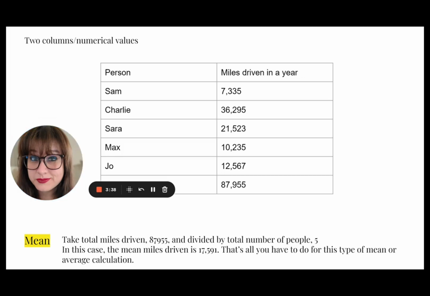So in order to come up with your mean, it's very similar to where you calculate all of those numbers and you divide it by the number of cases. In this case, you add these all up, comes to 87,955. You divide it by the total number of people, which is 5, which means that your mean miles driven is 17,591. And that's it. That's all you have to do for this mean or average calculation.